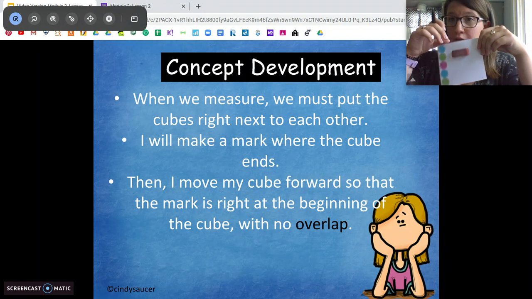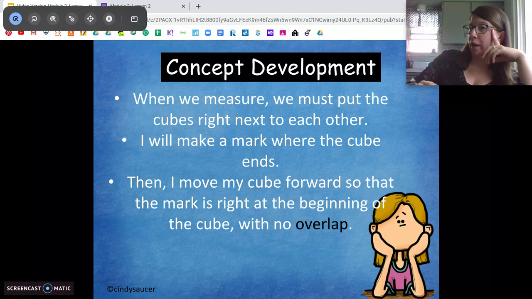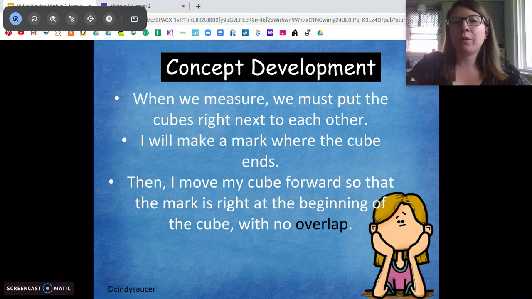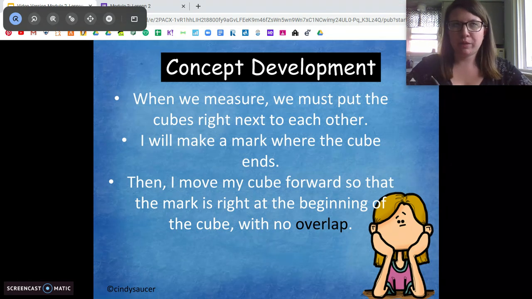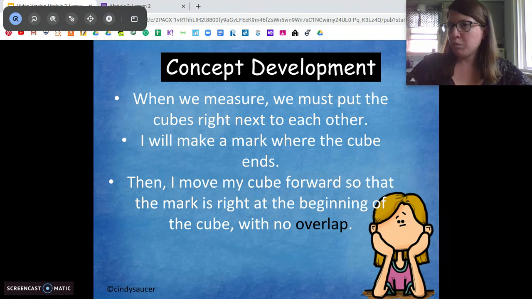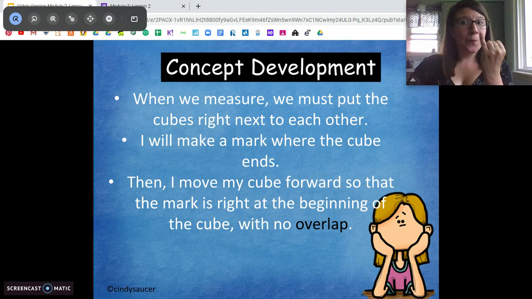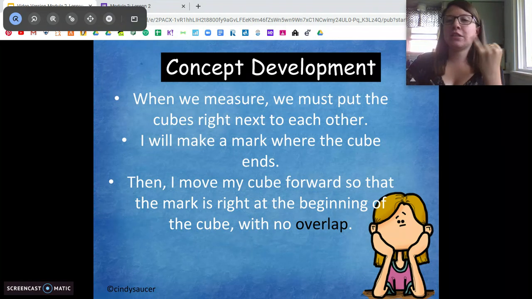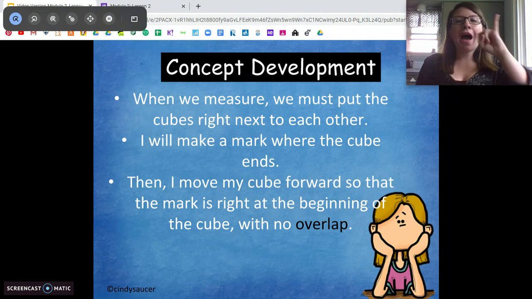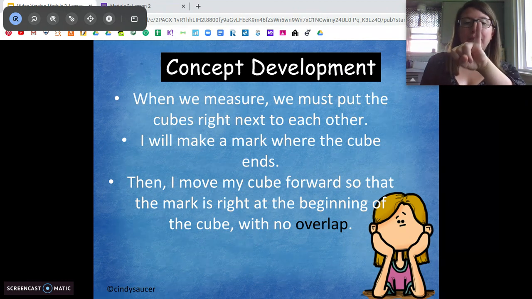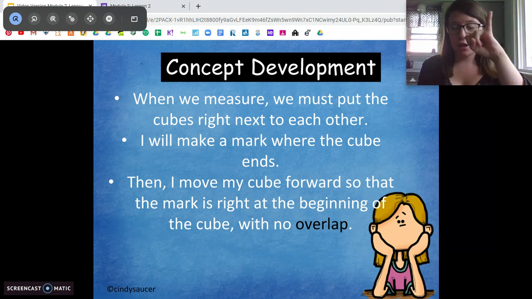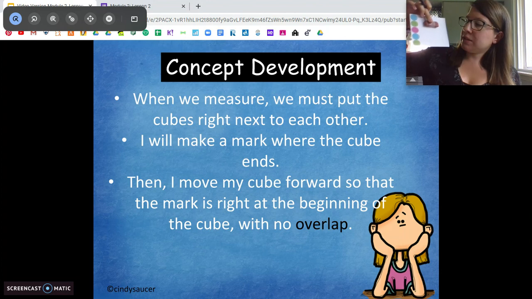Now, I want to measure the eraser. Do you remember what I told you yesterday? What we could use as a centimeter, a length of a centimeter, when we don't have a centimeter cube? Our pinkies, right? Our pinkies are about the size of a centimeter. So I'm going to use my pinky to show you how I can measure with one object. So here is my eraser.